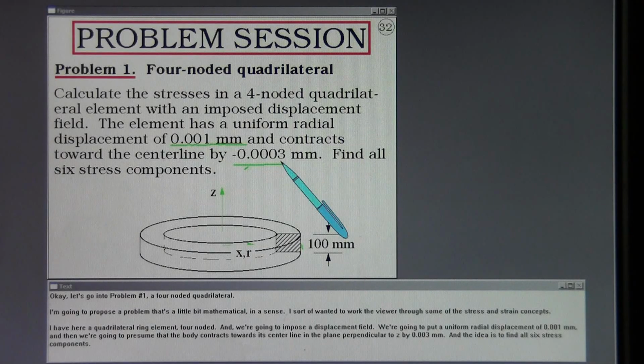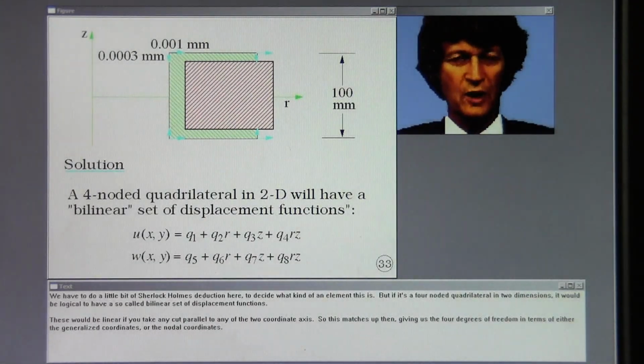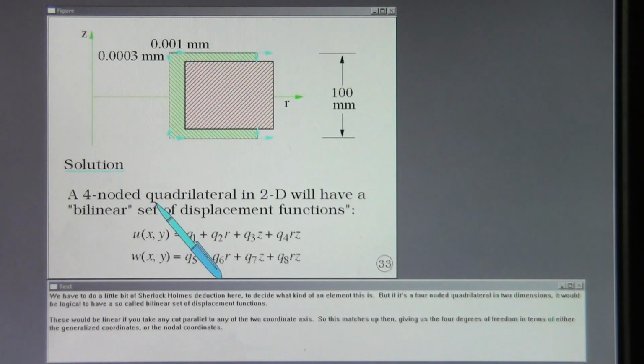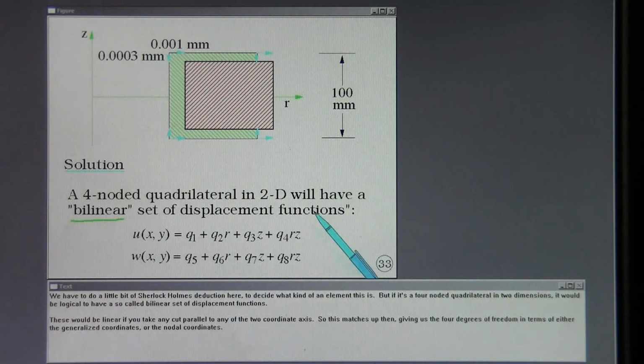millimeters. And the idea is to find all 6 stress components. We have to do a little bit of Sherlock Holmes deduction here to decide what kind of an element this is. But if it's a 4-noded quadrilateral in 2 dimensions, it would be logical to have a so-called bilinear set of displacement functions. These would be linear if you take any cut parallel to any of the 2 coordinate axes. So this matches up then, giving us the 4 degrees of freedom in terms of either the generalized coordinates or the nodal coordinates.